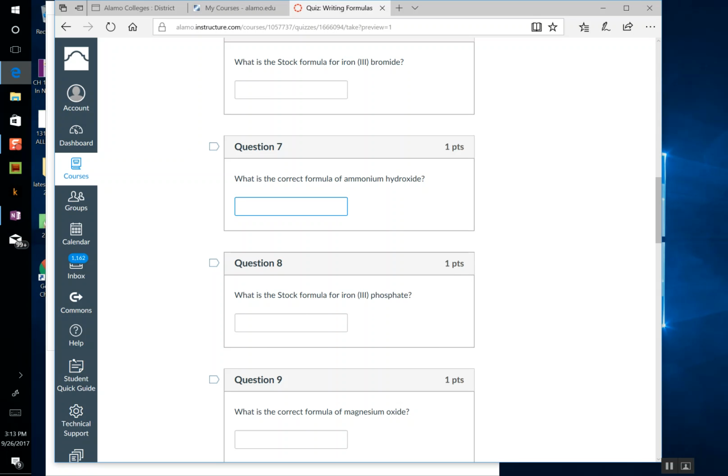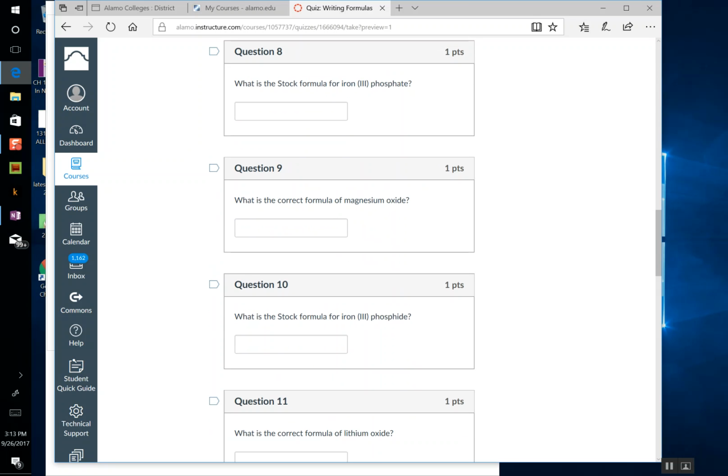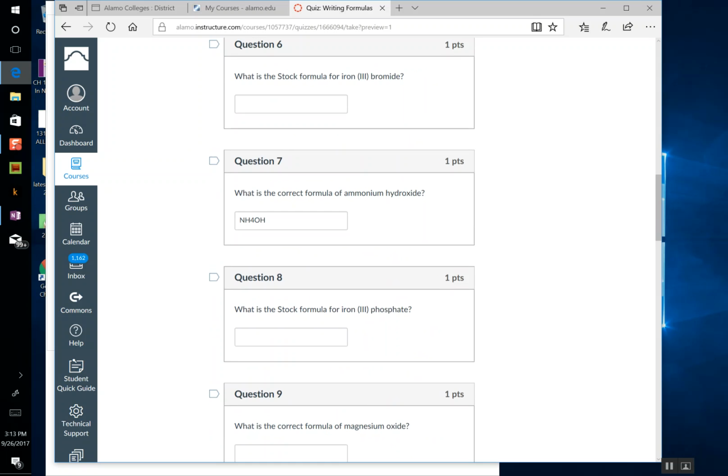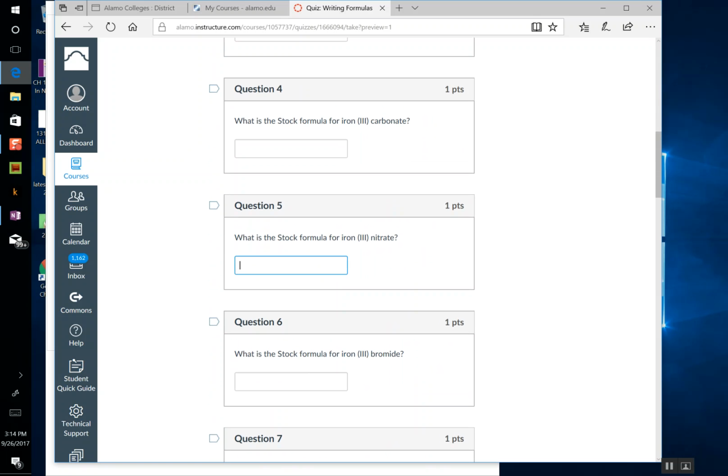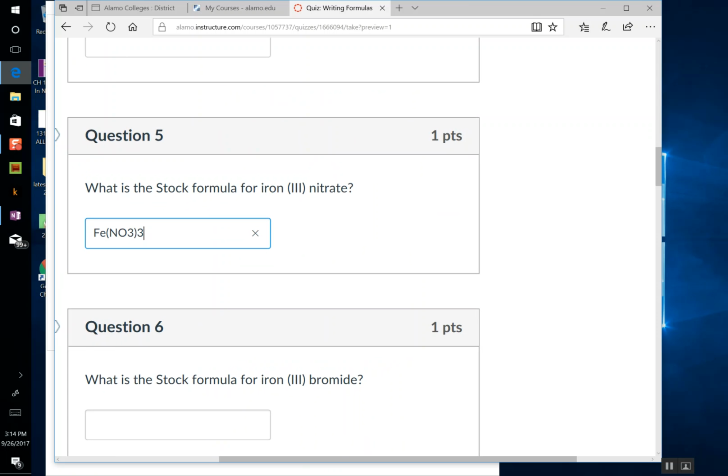So ammonium hydroxide is going to be NH4. Now, it's not going to be easy to put subscripts in here, so just put the number right next to it. Let's do that one, and I want to find one where I need to use parentheses. Here we go. Iron 3 nitrate. Let me just do this real quickly. Fe, parenthesis, no spaces, NO3, parenthesis, 3. Can you see that? Is that big enough for you to see?